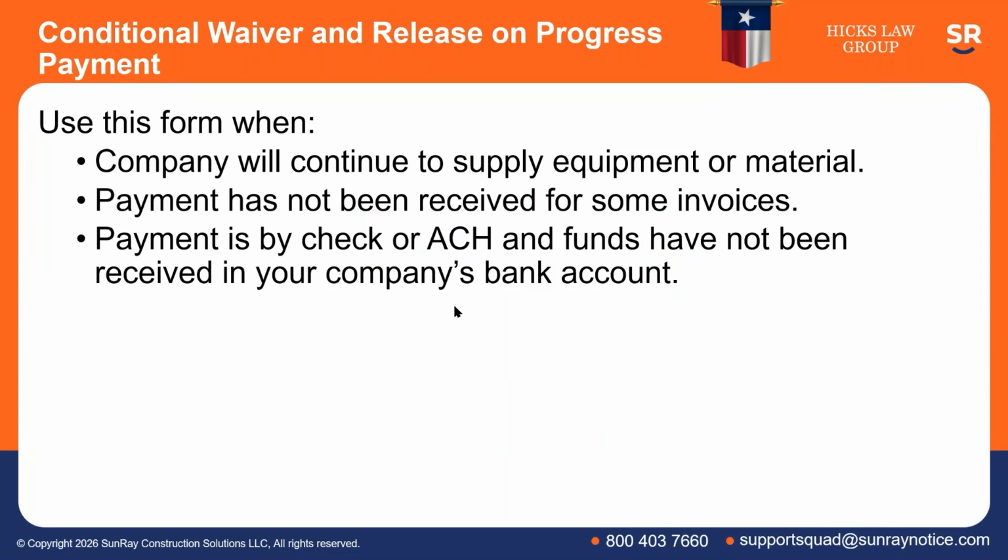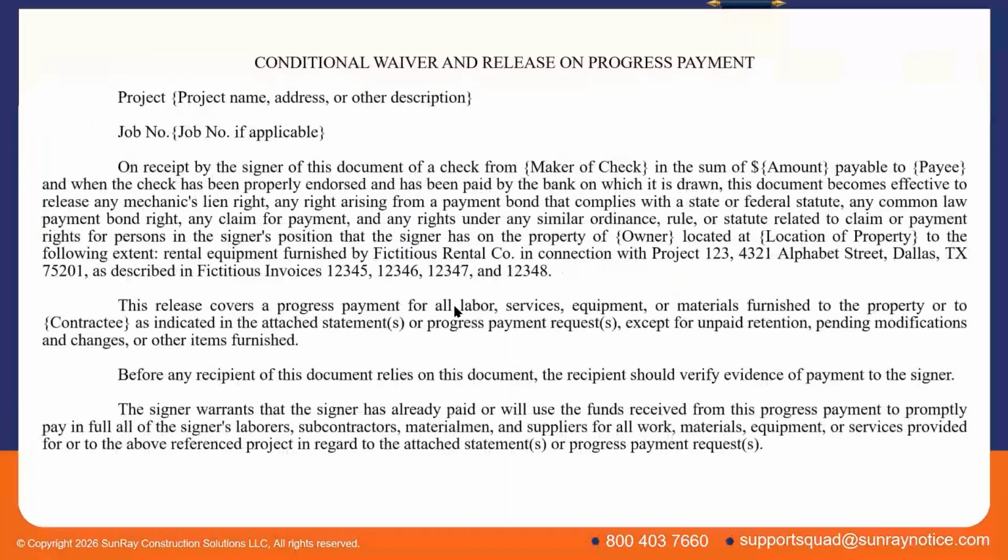If the payment is by check or ACH, this is the form you want to use. Why? The funds have not been received by your company. That's why you want to use the conditional. So the conditional waiver on progress payment: you're still working on the job, money's not in your bank account. That's when you're using this form.